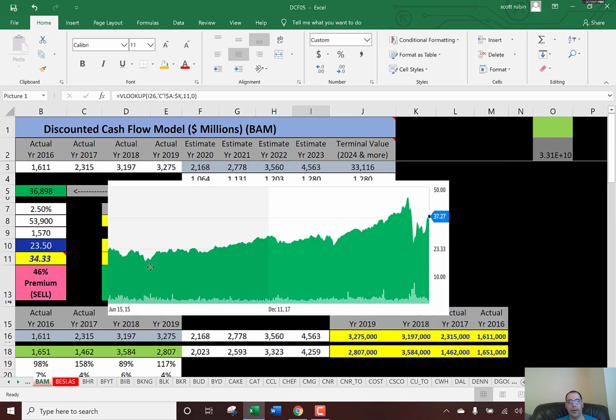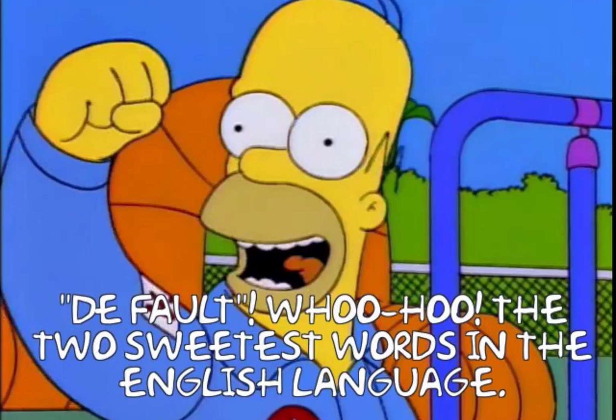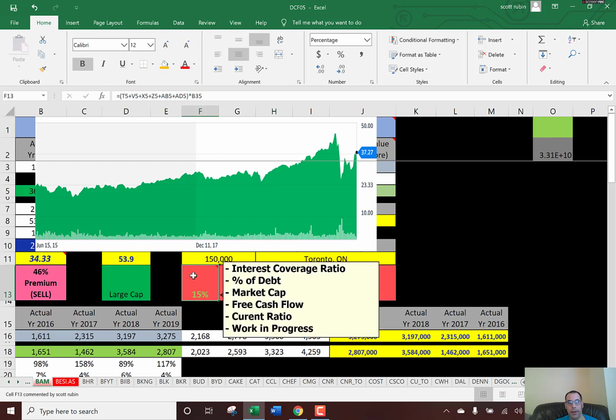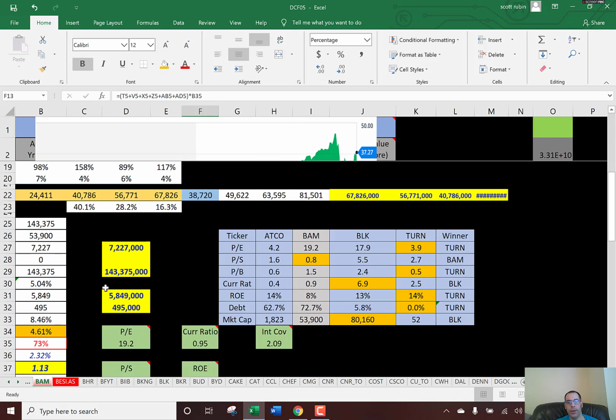So there's a 15% chance of a default within 12 months. That's just based on my calculation. This was my own personal calculation, and it may change. But I base it off of a few things: market cap, free cash flow, interest coverage ratio. So they take a hit on interest coverage ratio and debt because they're not too strong.